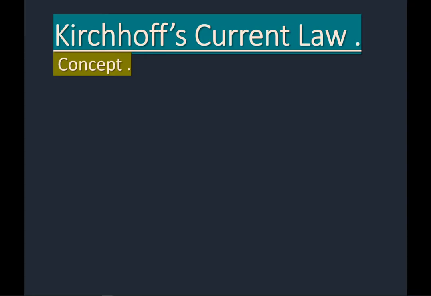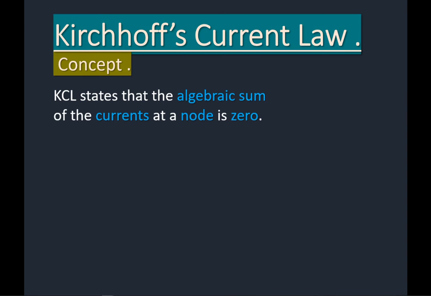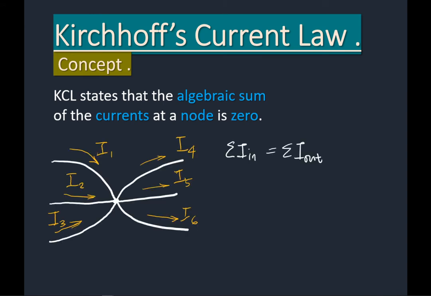This is the concept for KCL. It states that the algebraic sum of the currents at a node is 0, meaning that all current entering a node is equal to all the current going out. In this example, we have I1, I2, I3 all entering. The sum of these is equal to the sum of I4, I5, and I6, which are the outgoing currents.